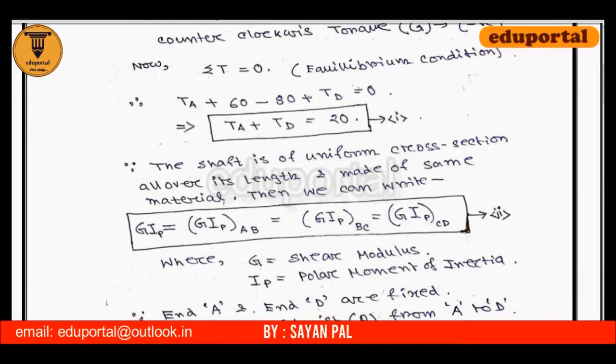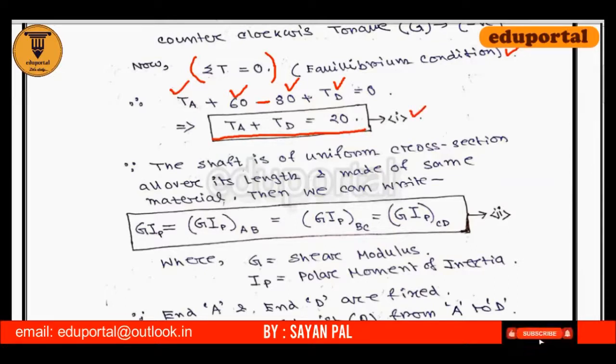So from equilibrium we know that summation of T is 0, that is the sum of all the torque is 0. So what are the torques? TA, that is the reaction at A, 60 kilonewton meter positive, 80 kilonewton meter negative, that's why this negative sign is there, and TD, it is also positive. So we get TA plus TD is equal to 20. This is one equation. Okay.